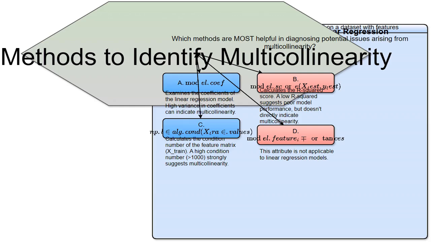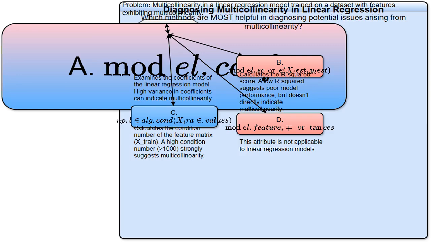I'm exploring different ways to find this multicollinearity problem. I'll look at techniques that can help me discover if my predictor variables are too tightly linked. This model attribute shows me the coefficients, the numbers that show how much each predictor variable affects the outcome, in my linear regression model. If I see some coefficients are huge, some are tiny, or have opposite signs than what I would expect, that could be a hint that multicollinearity is the culprit.